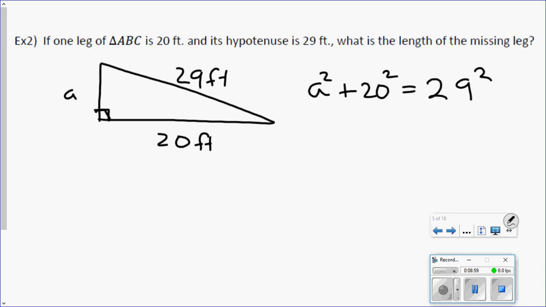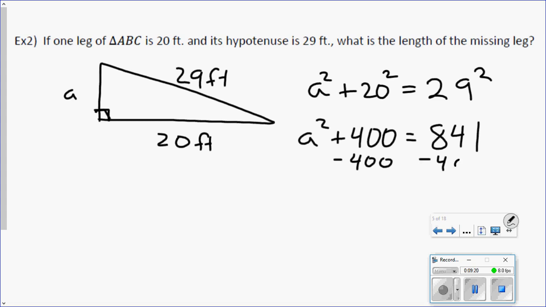20 squared is 400. A squared plus 400 is equal to 841. Now subtract 400 from both sides. A squared would be equal to 441.